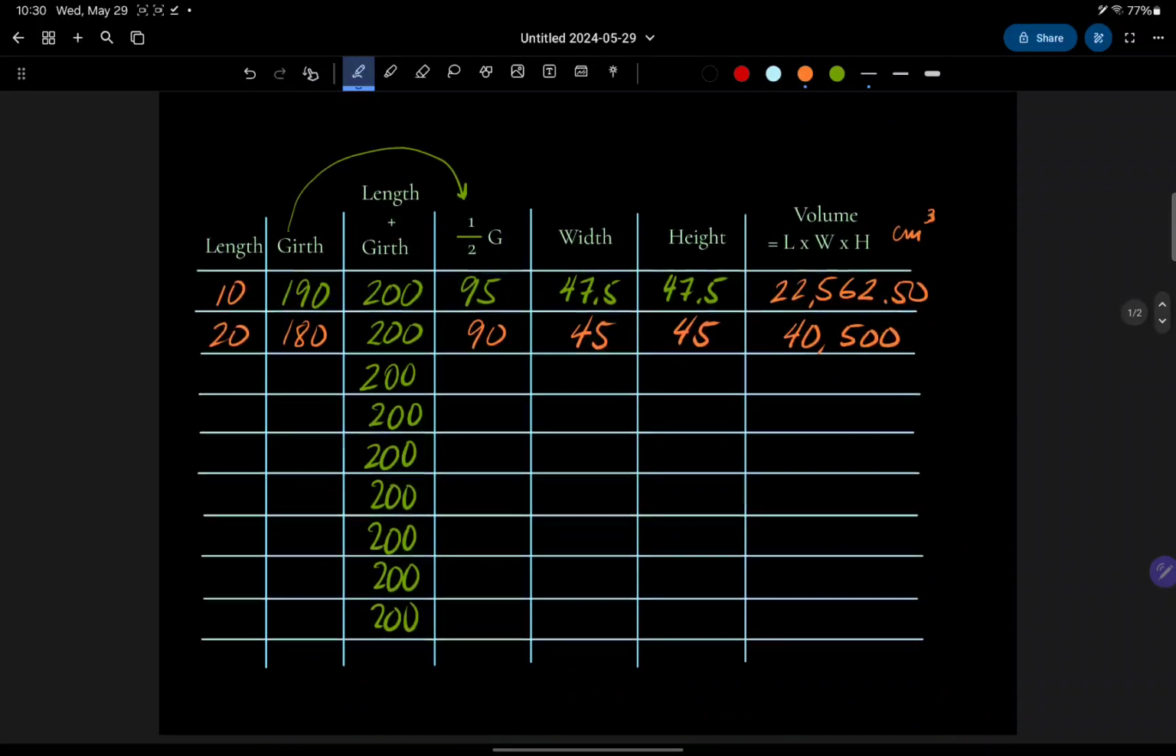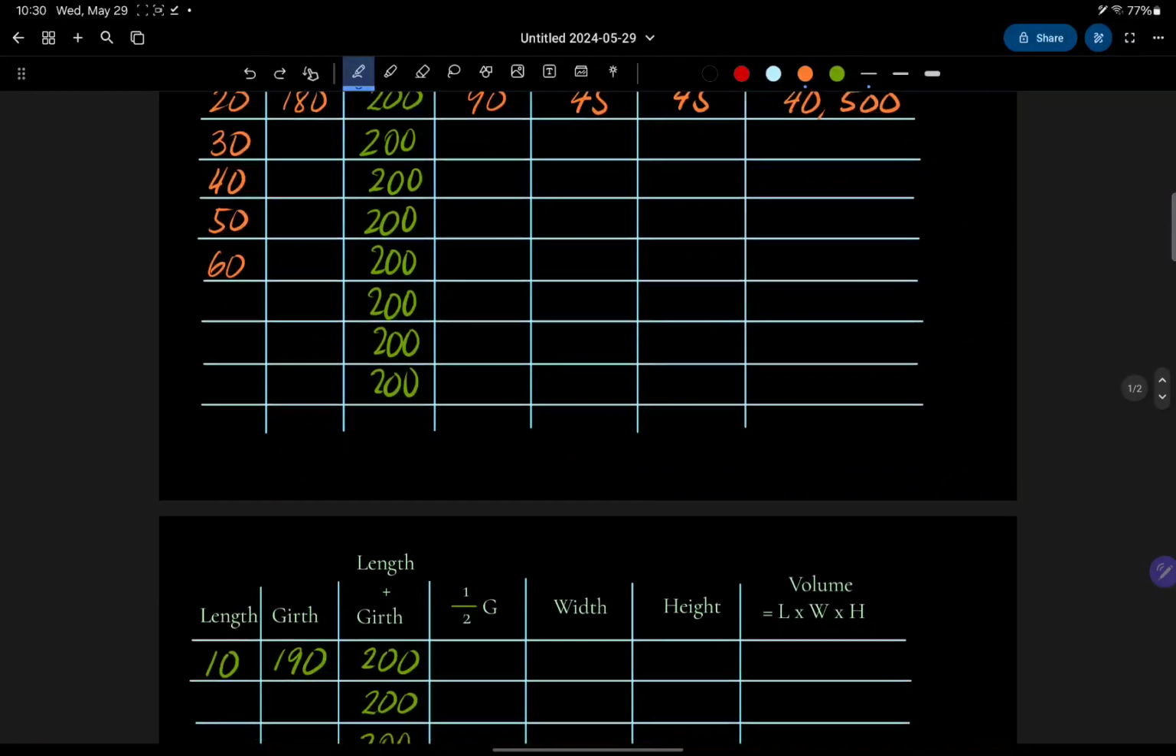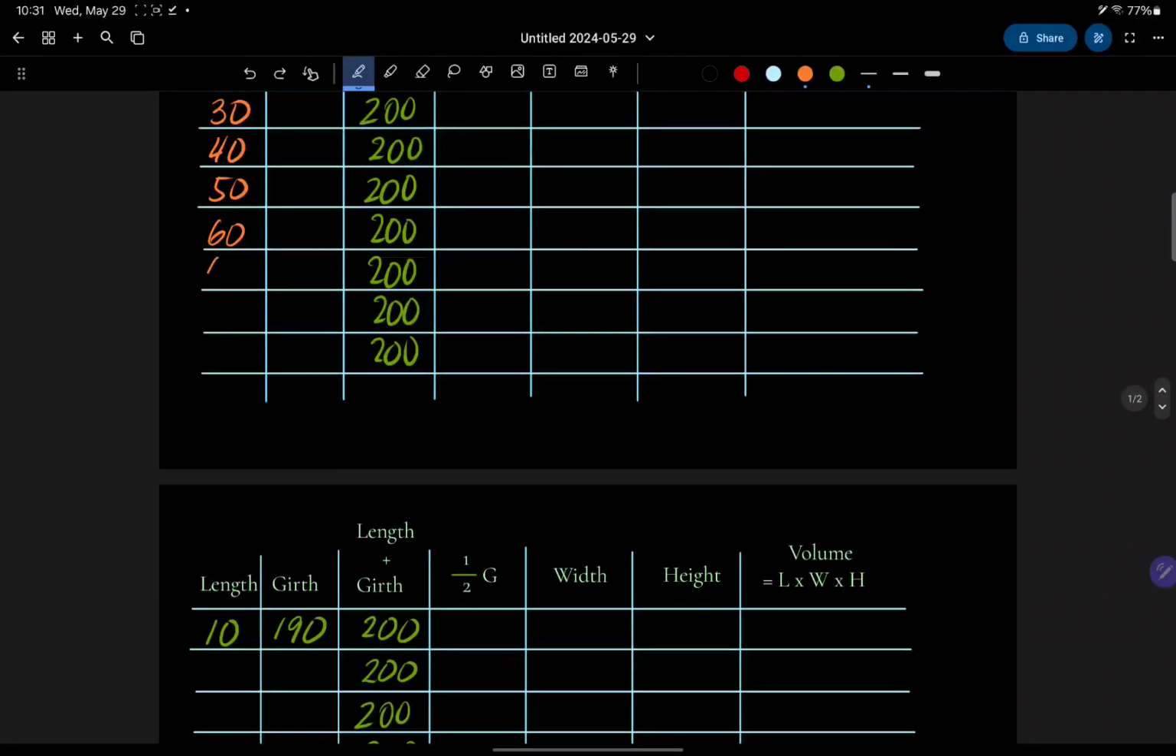Now let's continue. I'm going to go a little bit faster here so we don't waste time. Let's assume if the lengths are 30, then we're going to assume 40, 50, 60, 70. Actually, after the 60, I'm going to leave it empty for a little bit. And I'm gonna write down here 65. I'll explain why in a little bit. I'm gonna write 65, then 66.5, and then 66.666.